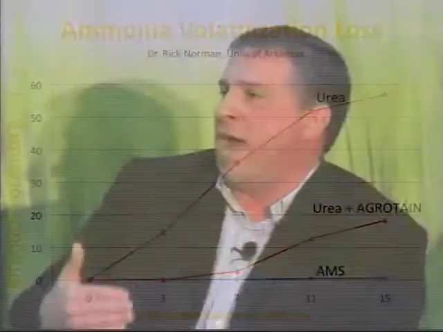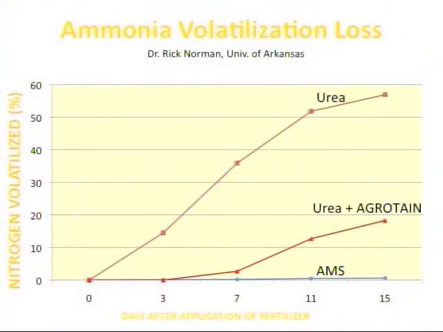But that is a very valid method to actually compare different products and see if they do what they say they're going to do. And one of the things that you'll always see when you look at AGROTAIN is you'll see a depression in volatilization. So if you look at that middle line where it says urea plus AGROTAIN, you can see at 0 and 3 days there's no volatilization that has yet occurred with the AGROTAIN. And typically it's put on at a rate that you expect, the number of days that you expect to need that protection. And then eventually that material will break down and you'll start to see volatilization.